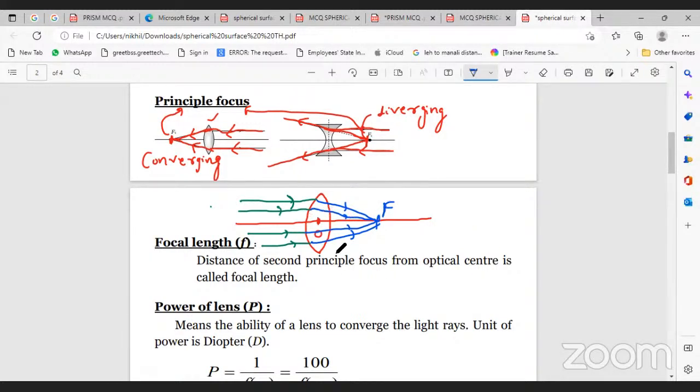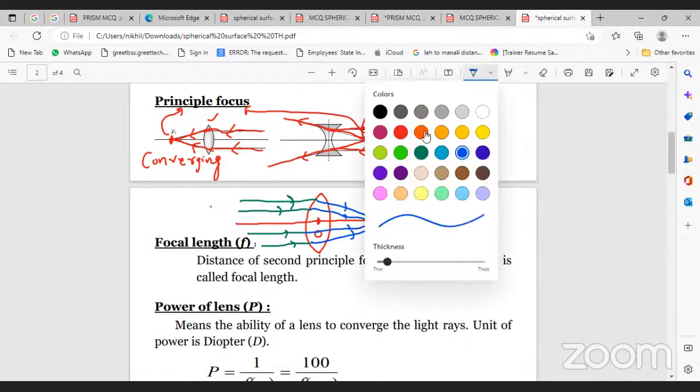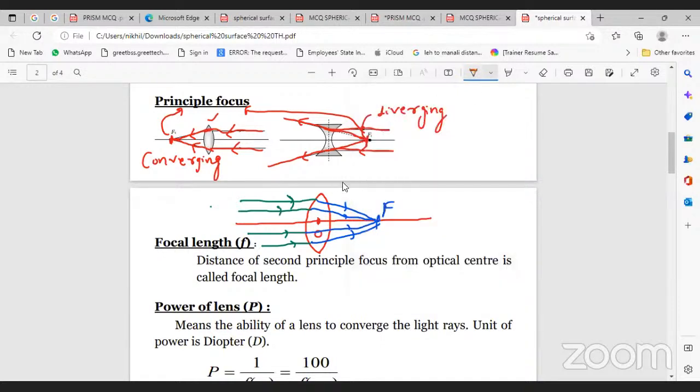Now, what is O called? Optic center. What is F called? Principal focus. Then you can measure the distance from optic center to principal focus. That is usually denoted with small f. That small f is called the focal length. So the distance from optic center to principal focus is called focal length.